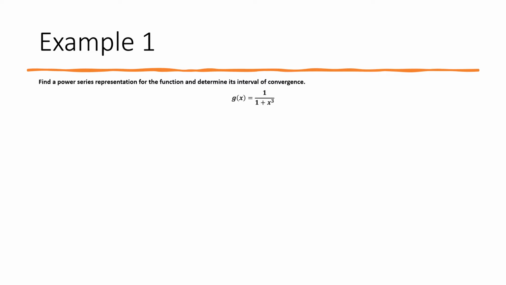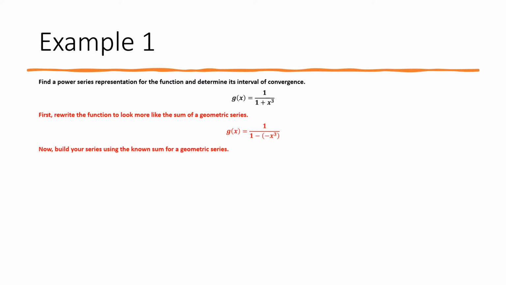It says find the power series representation for the function and determine the interval of convergence. They're giving us a function g of x equals 1 over 1 plus x cubed. Now, what you want to try to do is rewrite this function to look like our known function of 1 over 1 minus x. So the very first thing I'm going to do is rewrite the function. Instead of 1 over 1 plus x cubed, I'm going to rewrite that as 1 over 1 minus negative x cubed. So what I end up having is a number over 1 minus another number.